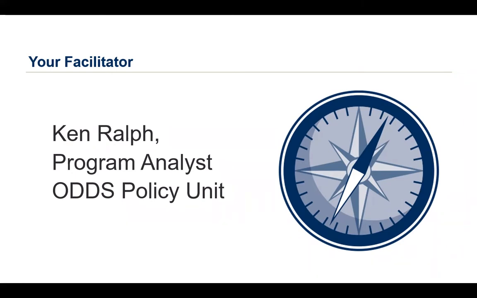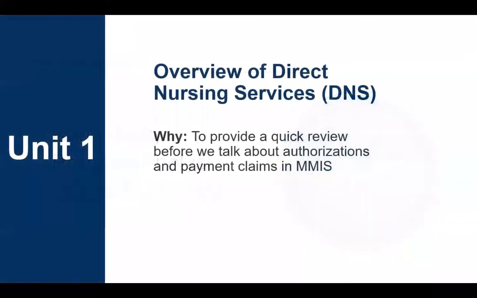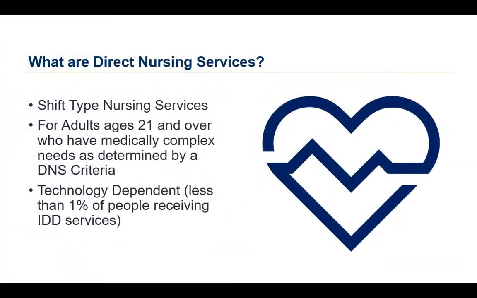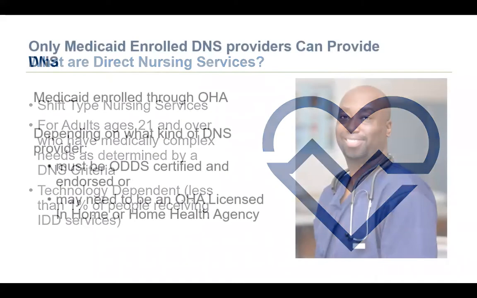So before we jump into MMIS, let's review direct nursing services. We're covering this to get everyone on the same page by providing a quick review. What are direct nursing services? These are shift-type nursing services for adults ages 21 and over who have medically complex needs and are determined by a criteria. They're technology dependent. It's a very small number of people that are eligible for these services, less than 1% of people who receive IDD services. We're focusing on the unbundling of 24-hour residential nursing, direct nursing services in there. But I think we're going to go ahead and transition into the next slide.